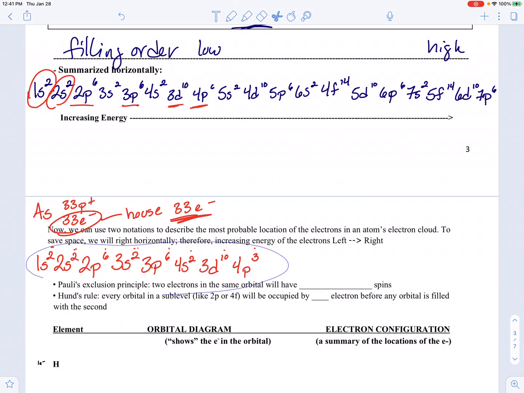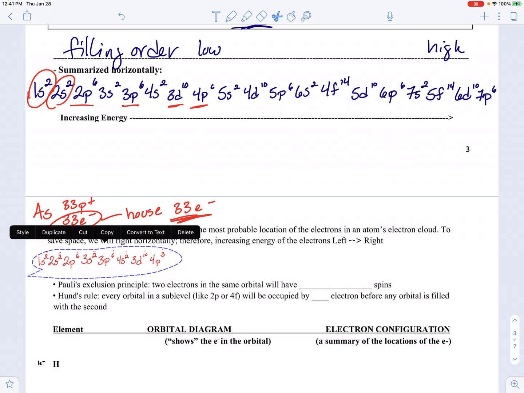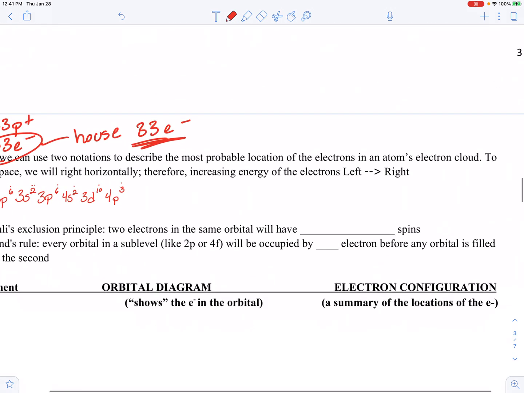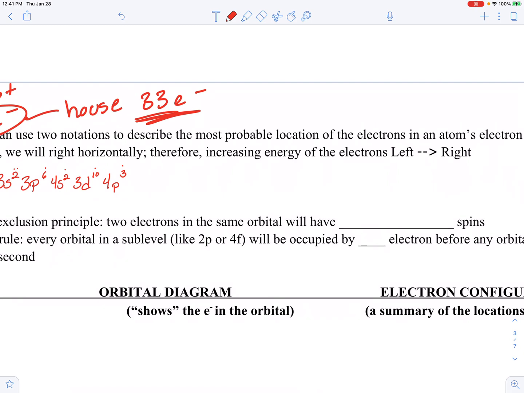This is just one way to depict where my electrons are. The other way is by doing what we call an orbital diagram or an orbital box diagram. Now, I don't use boxes mostly because I'm lazy and I don't want to draw boxes. So what I typically do is I rewrite the electron configuration.